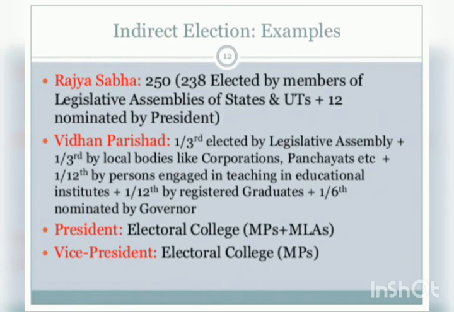So here we are going to discuss examples of indirect election. Rajya Sabha has 250 members: 238 elected by members of legislative assemblies of states and union territories, and 12 members nominated by the President. In Vidhan Parishad, 1/3 are elected by the legislative assembly, 1/3 by local bodies like corporations and panchayats, 1/12 by persons engaged in teaching in educational institutes, 1/12 by registered graduates, and 1/6 nominated by the governor. Then the President is elected by an electoral college, the members of the parliament and members of the legislative assemblies.